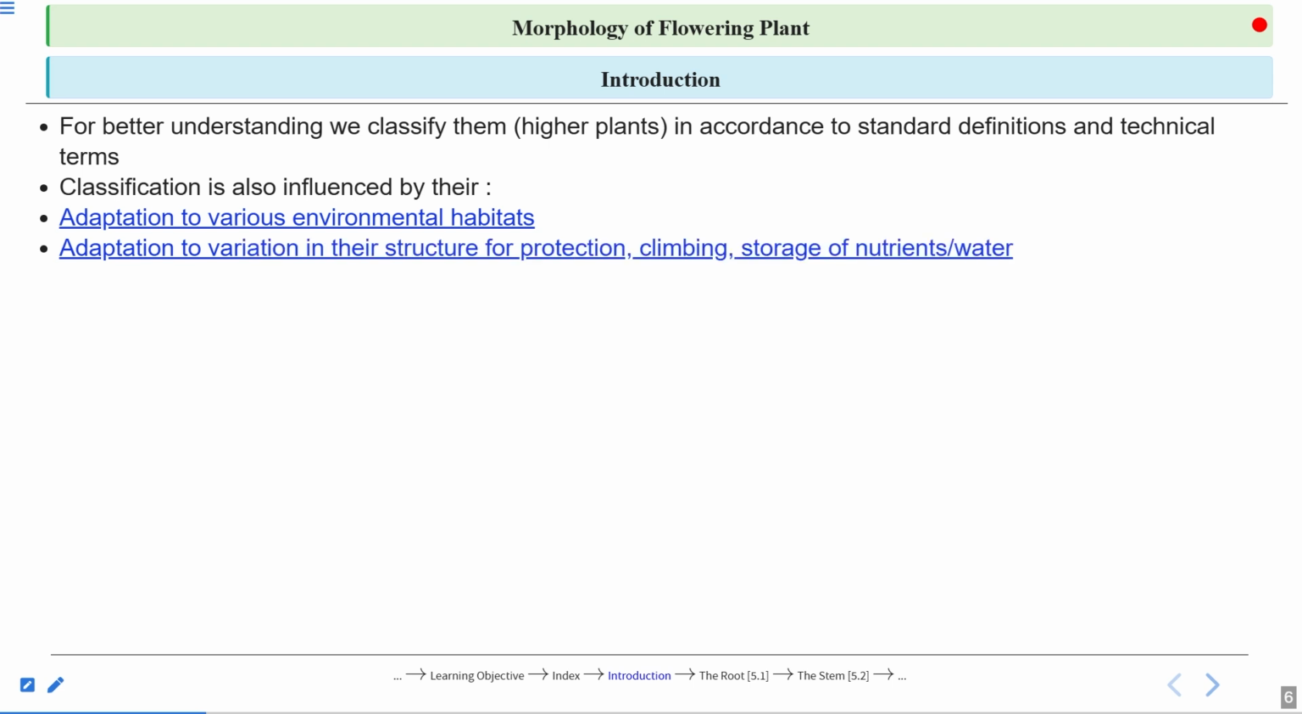Adaptation to the variation in their structure of protection, climbing, and storage of the nutrients and water. You will see that different plants have different climbing ability. They have different structures for their protection. Every plant does not require any protection.